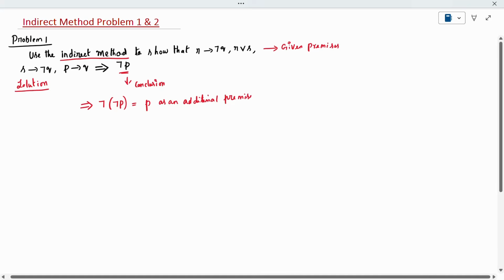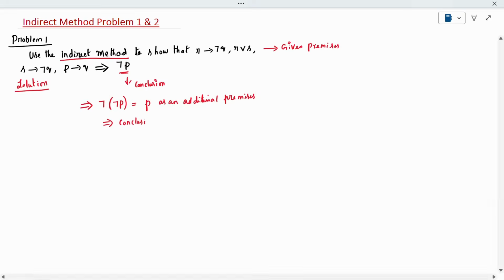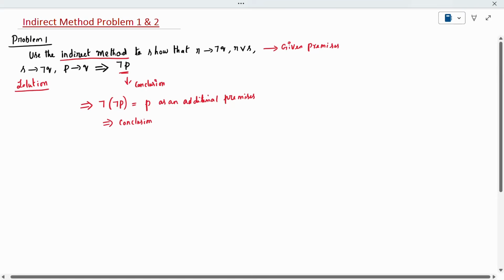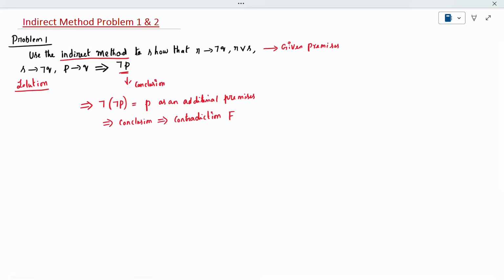When we take it, we will prove the conclusion to be a contradiction. We are not going to prove negation P; instead, we are going to prove the conclusion to be a contradiction. Contradiction is nothing but a false statement. When we get a contradiction, a false statement, at the end of the table, then it is proved. That is called the indirect method.